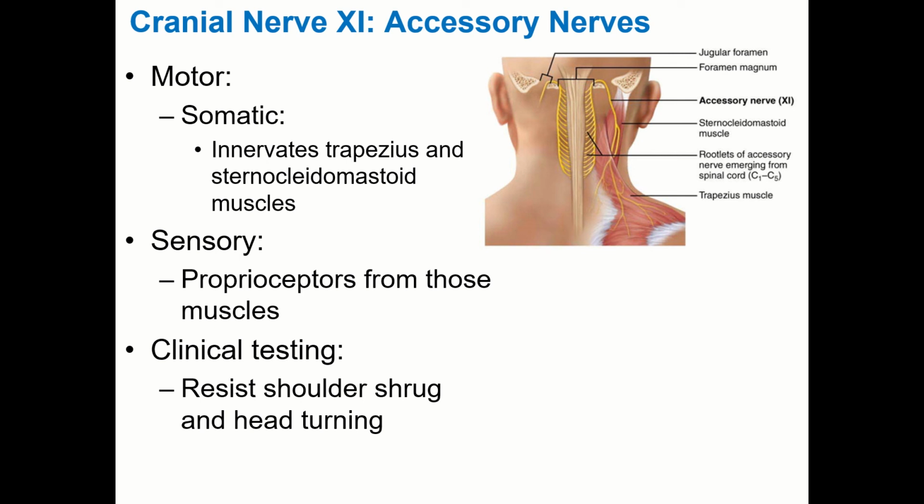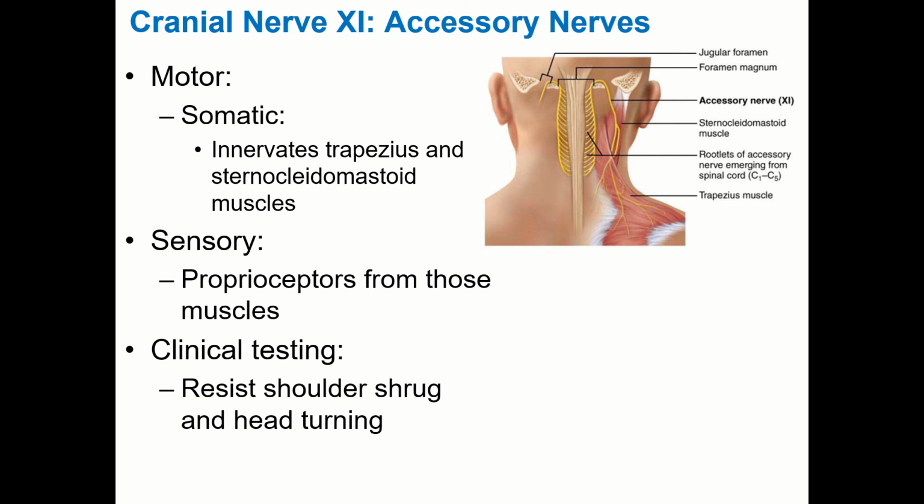And from a sensory function, it has proprioceptors, like the muscle spindles in those muscles. And then for clinical testing, we have them do shoulder shrugs to see if their traps are working, and then you would check whether or not they can turn their head side to side, which is an assessment for the sternocleidomastoid muscles.